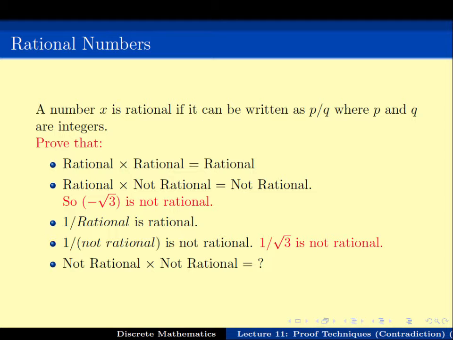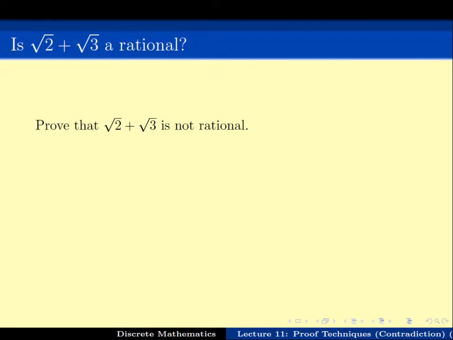Now moving on, let me prove one more thing. Namely, what if I add two non-rational numbers? So is square root 2 plus square root 3 rational? We have proved that square root 3 is not rational, and I have asked you to prove that square root 2 is not rational. But what about square root 3 plus square root 2? Let's prove that it is not rational.